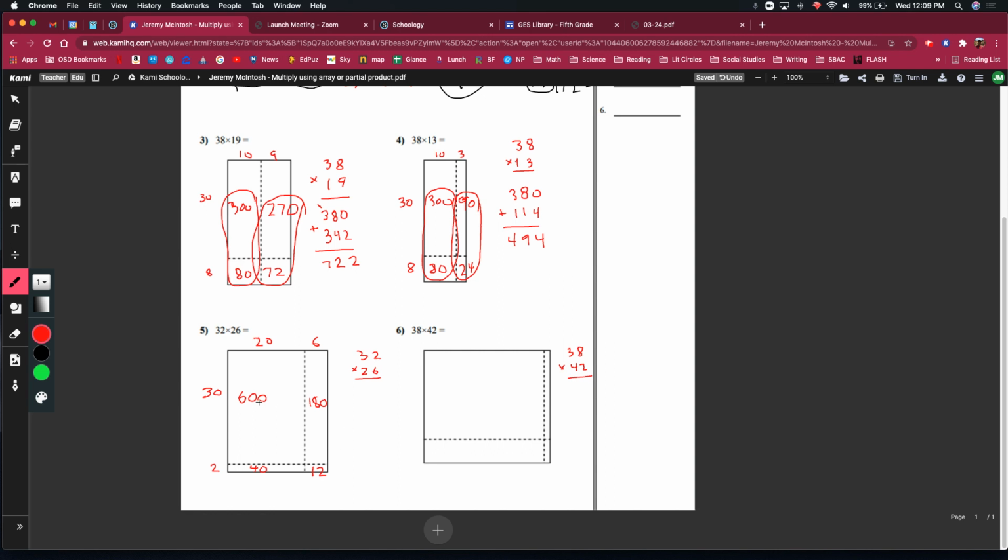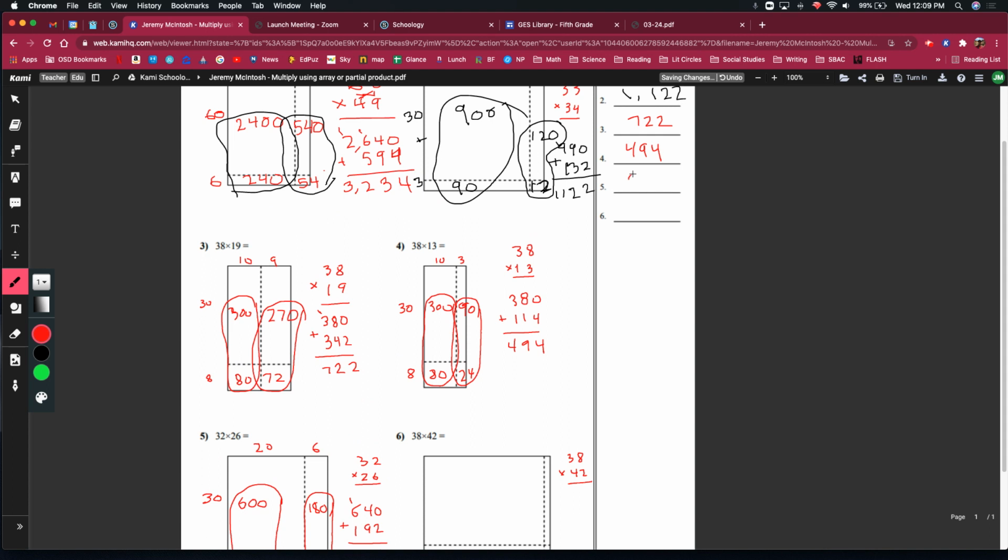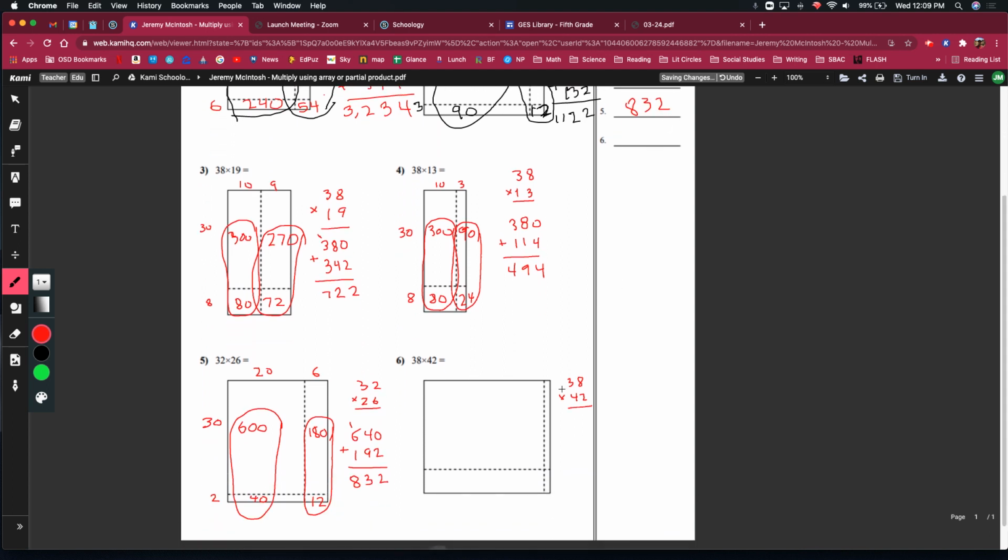Okay, I want to add them up. 600 plus 40 is 640 plus 180 plus 12. Well, I know that's 192. So remember, I just added these two to make 640. Then I added 180 plus 12 to give you 192. Now I want to add them up. 0 plus 2 is 2. 4 plus 9 is 13. Carry my 1. 6 plus 1 is 7. 7 plus 1 is 8. 832.